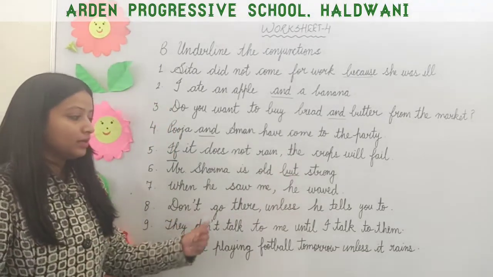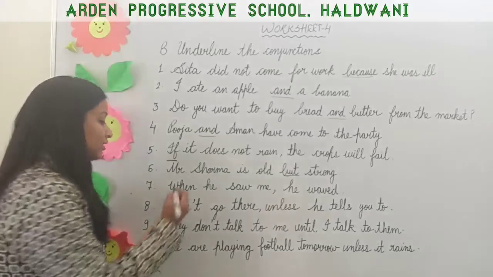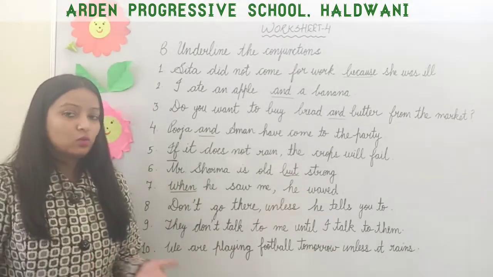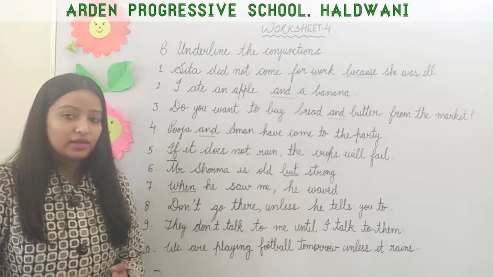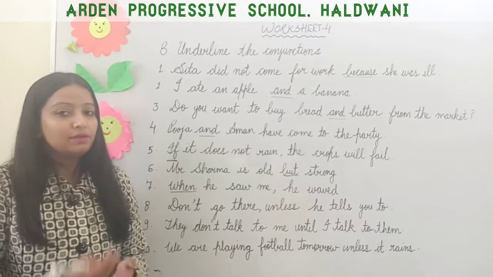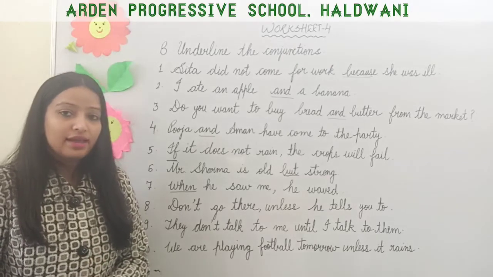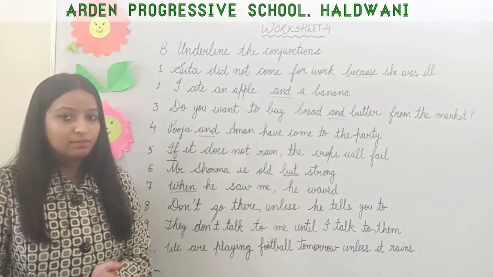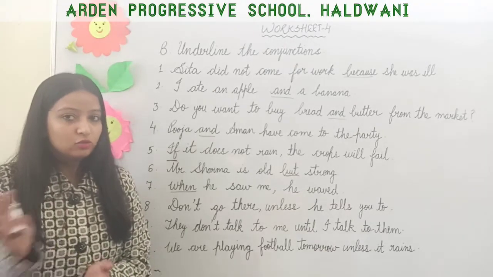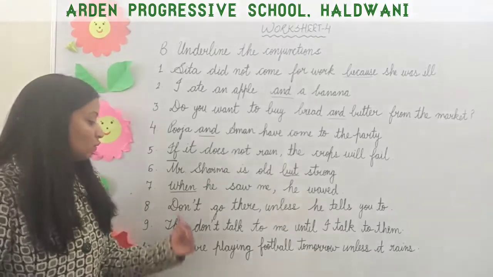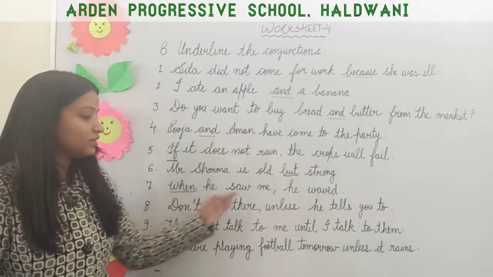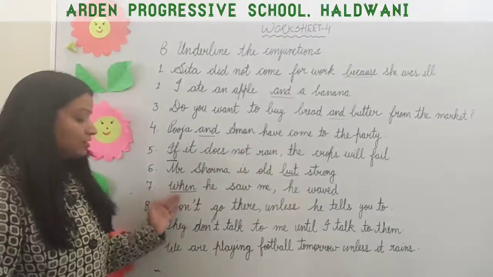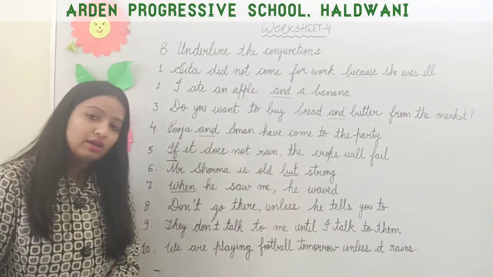Now, "When he saw me, he waved." Here the conjunction is when. So beta, when do we use when? When an action starts immediately after another action finishes. Just after one action ends, the second action starts, then we use when. So what happened at first? First he saw, thereafter he waved. So that's why we are using when here.